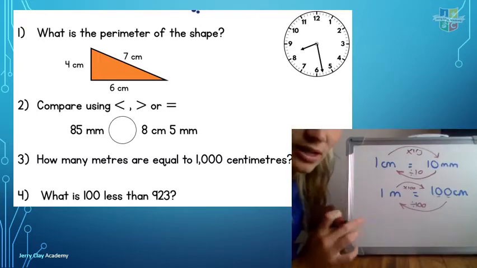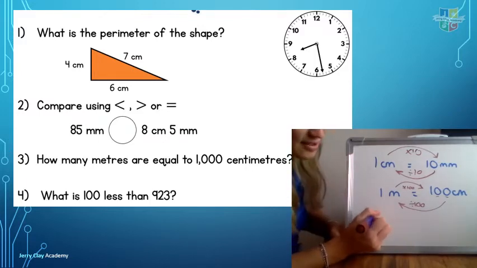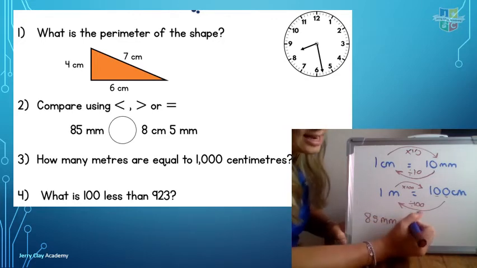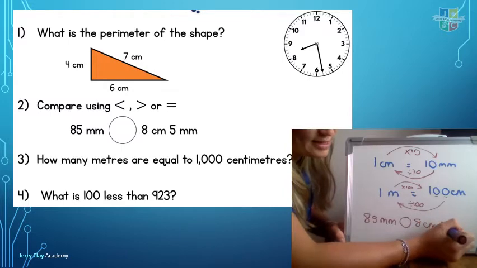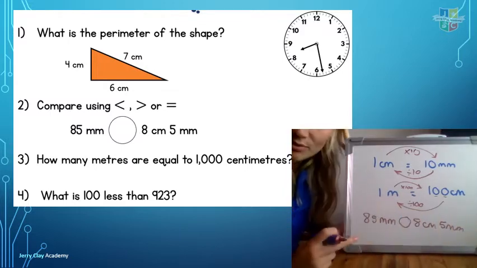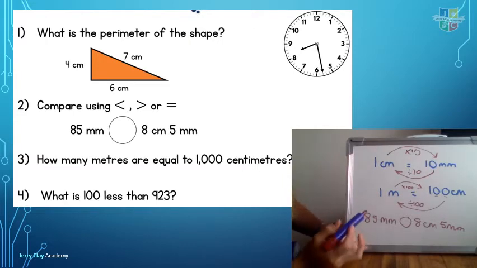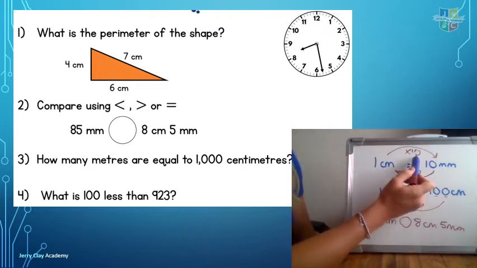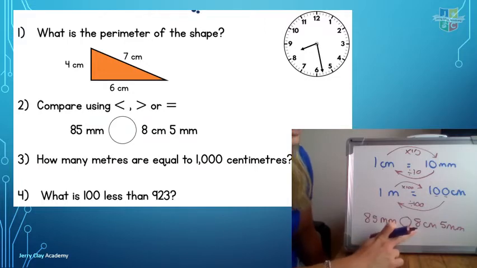Then if we have a look at number 2, we're going to compare 85 millimetres and 8 centimetres and 5 millimetres. Now because we're in different units of measure, I'm going to convert it so they're all in the same unit. I would probably say that because if we're going from centimetres to millimetres, we're going to times by 10, that would be easier.